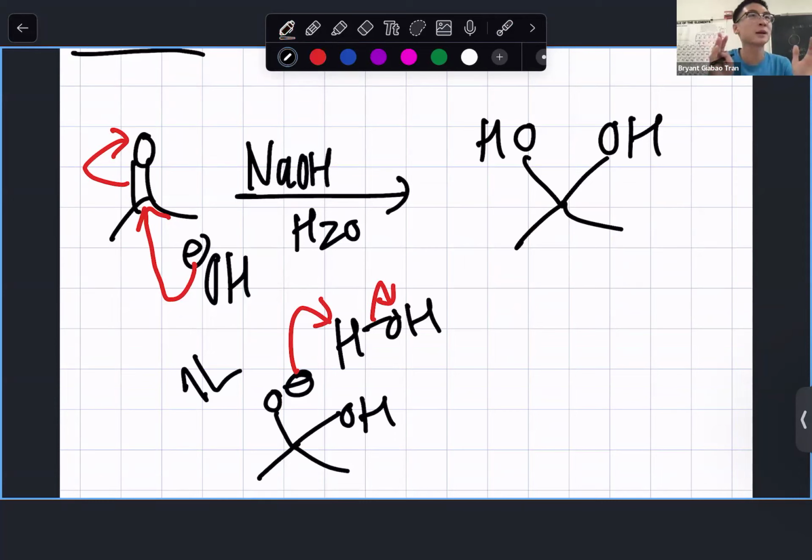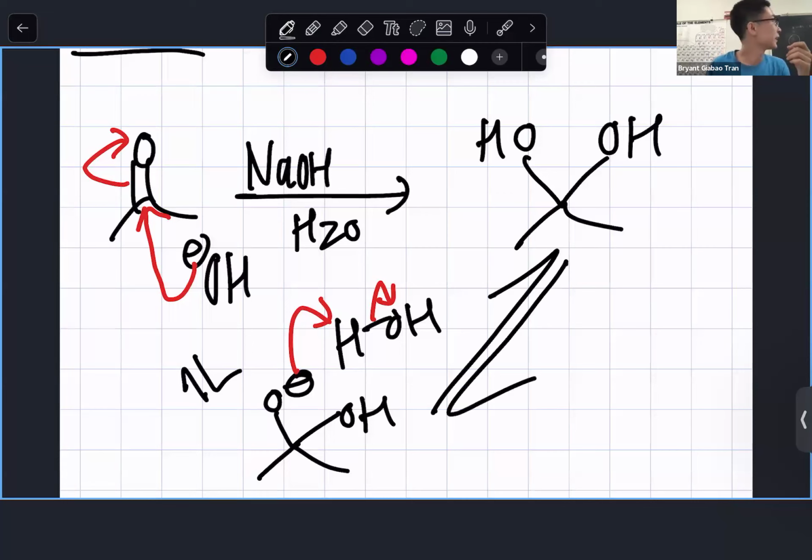We never have positive charges. We either have a neutral charge or a negative charge in basic conditions. In acidic conditions, we either have a neutral charge or a positive charge. And that just gets straight to that geminal diol.